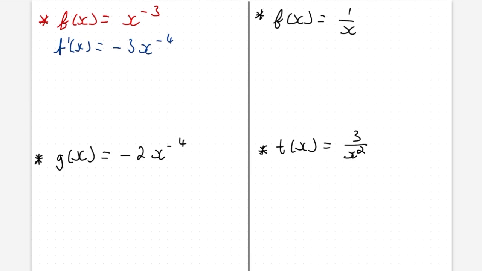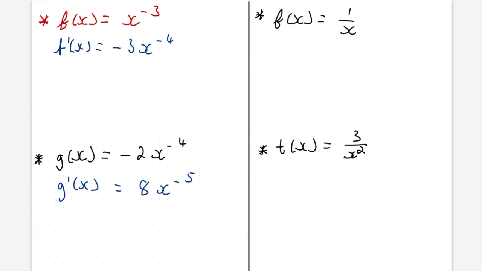Let's look at some more examples. If we had that g of x is equal to negative 2x to the minus 4, then g prime of x would be equal to negative, oh, actually, it would be positive 8, right? Because minus 4 times minus 2 is positive 8. And x to the negative 5, because minus 4 minus 1 is negative 5.